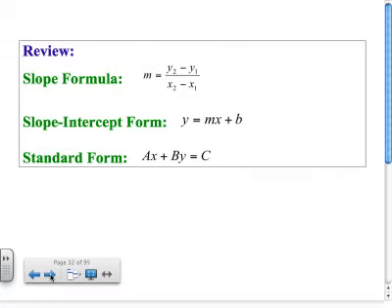So, quick review. The slope formula, remember, change in y over the change in x, y2 minus y1 over x2 minus x1. You should be good on that. Slope-intercept form of a line is y equals mx plus b. Standard form of a line is ax plus by equals c, and a, b, and c need to be integers. Okay, in other words, they are numbers, not fractions. Okay, so -2, -1, 0, 1, 2, all the way up, all the way down.